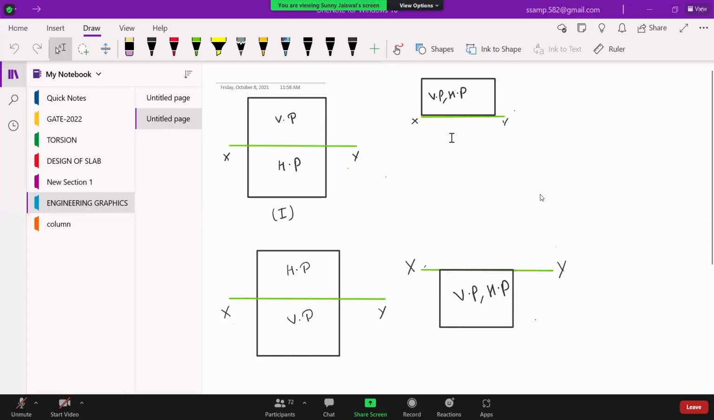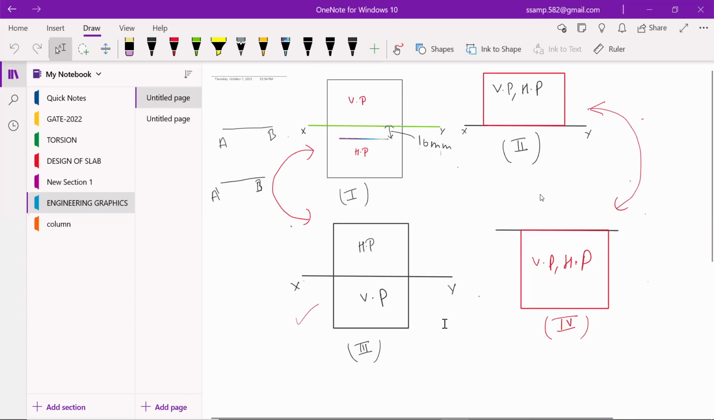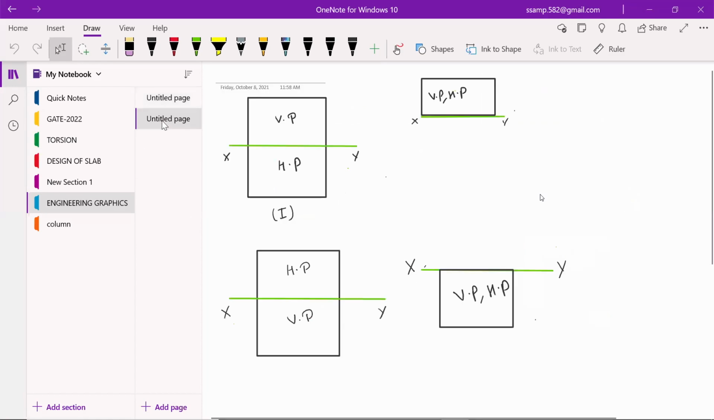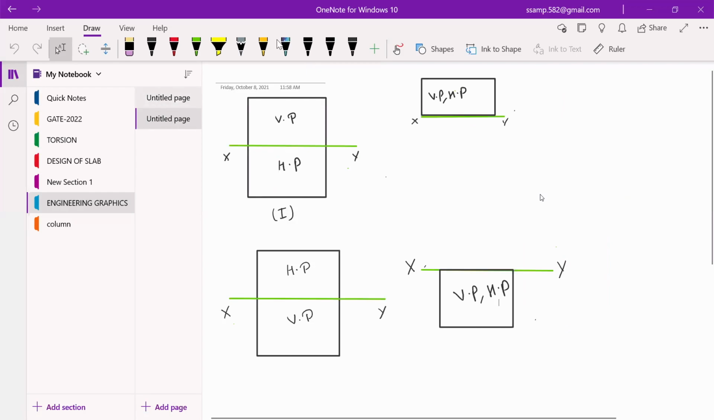Do you remember this now? I explained it in the last class. Vertical plane, horizontal plane, or quadrant. I hope you remember this. First quadrant, second quadrant, third quadrant, fourth quadrant. So that's it. If you want, you can take a picture of this. Okay.